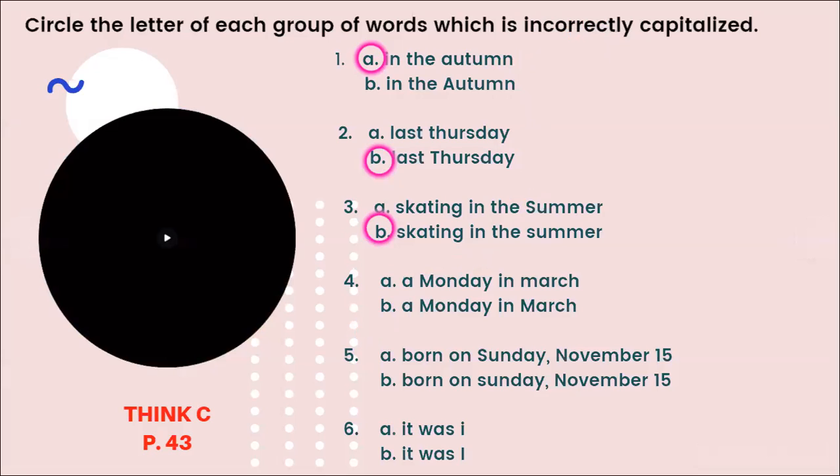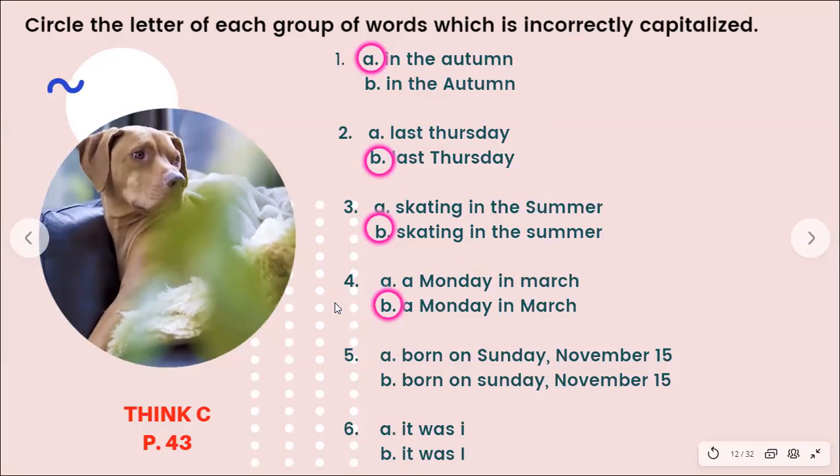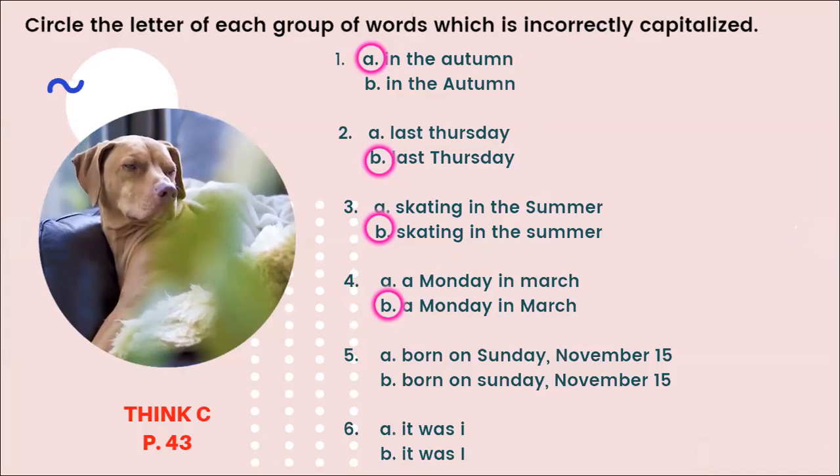Which one is correct? Yes, Daniela says B, Ricardo says B, Mia says B. Let's see. Number 4, excellent. Well done, my babies. Well done, it's letter B.